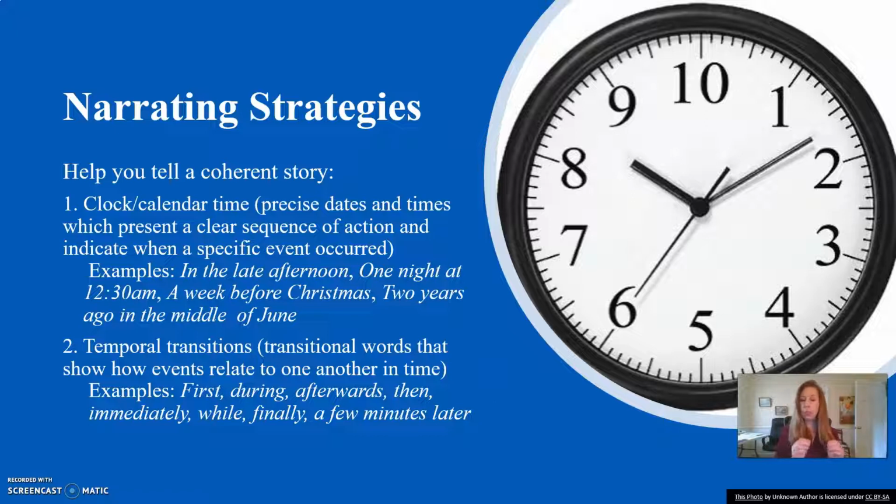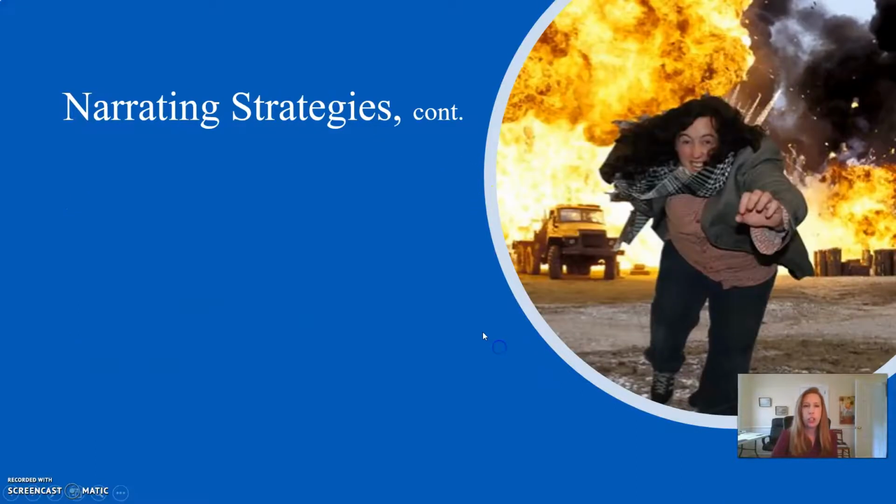You want to carefully include some of those when you're telling a story about your person so readers know what was the sequence of events, how did things happen. It helps your readers understand rather than be confused. So those are the first 2 narrating strategies.